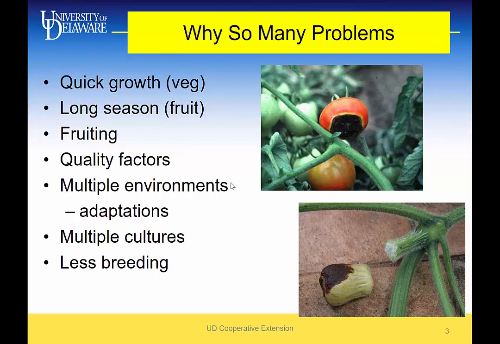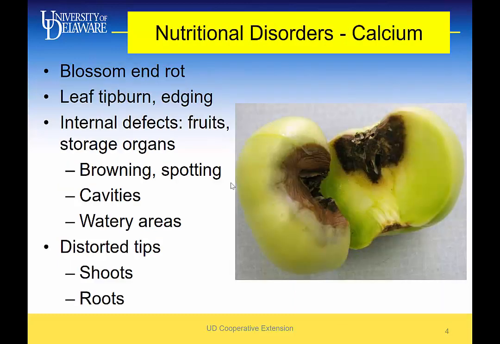And then we're trying to go into multiple environments with multiple adaptations, which is hard for any variety to do, and therefore some varieties aren't going to be able to, we'll have some problems in certain situations. We have multiple ways of growing vegetables and fruits, and then, of course, there's less breeding effort going on with many of our specialty crops.